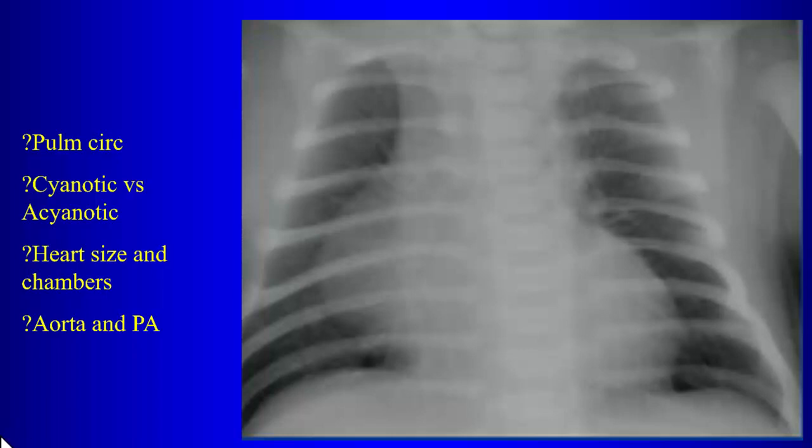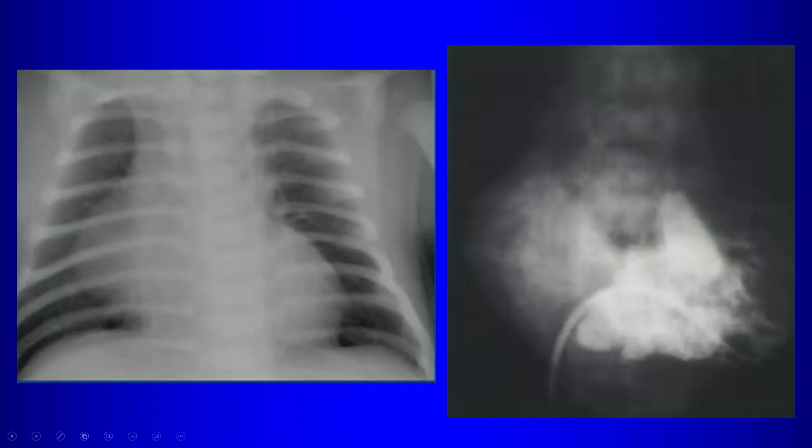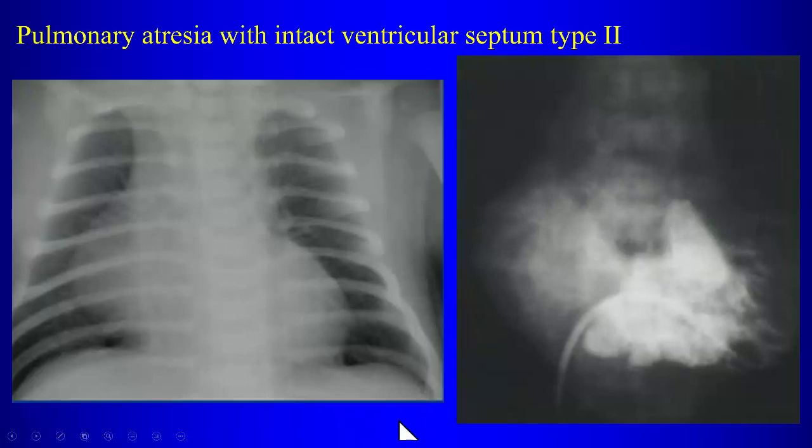Right. So here, let's see what happens. So we do an angiogram here. Inject the right ventricle. This is supposed to go out into the pulmonary artery, but it doesn't. It doesn't go anywhere. It's pulmonary atresia. Instead, it goes backwards into the right atrium. Then from there, it goes across the atrial septal defect into the left atrium. Right? So this is pulmonary atresia with intact ventricular septum, type 2.